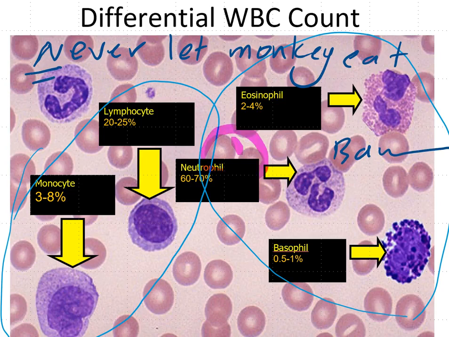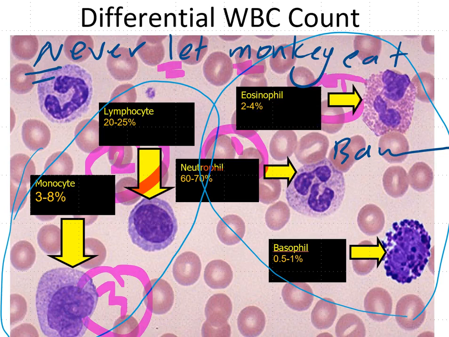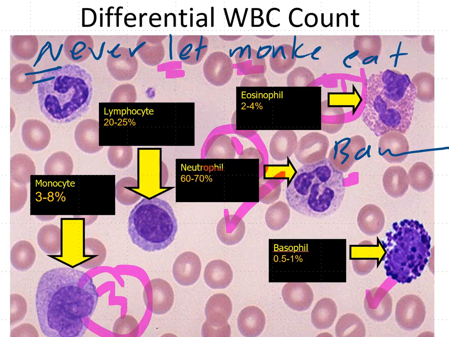They are the most abundant white blood cells. L stands for lymphocyte, so the second most abundant is lymphocyte. M stands for monocyte, the third one. E stands for eosinophil, and B stands for basophil. So the least abundant white blood cells are basophils, and the most abundant are neutrophils.